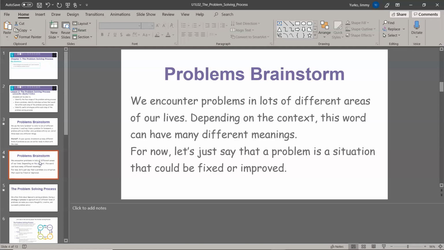Okay, so you took a moment to brainstorm problems. We encounter problems in lots of different areas. Share those problems with your group mates.